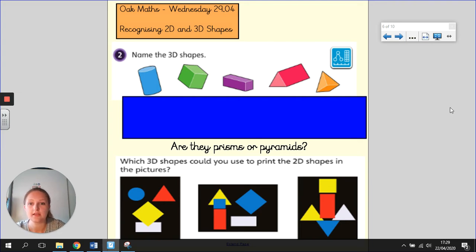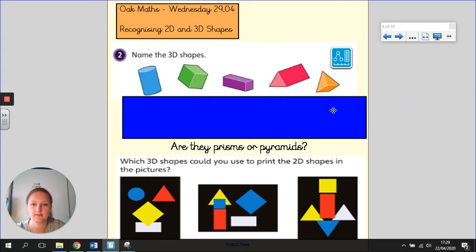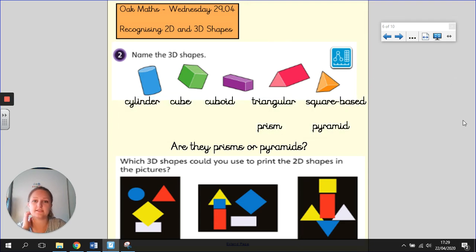Name these 3D shapes. You can pause this and have a think, or I'll pause for you. Okay, so these are the names of the 3D shapes. Have a think about whether they are prisms or pyramids, and how do you know?